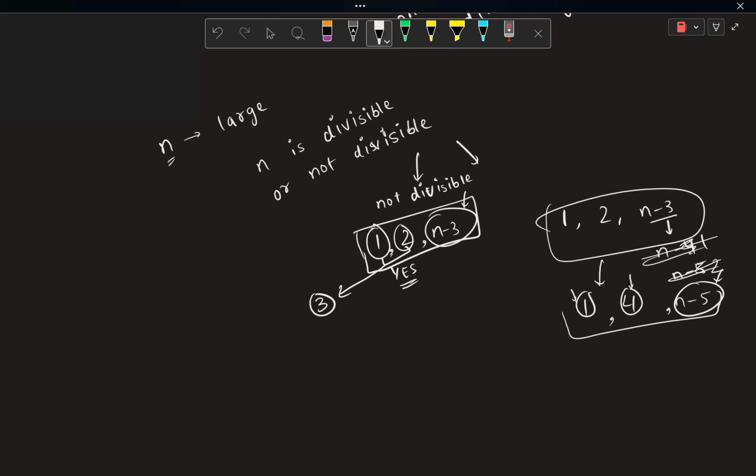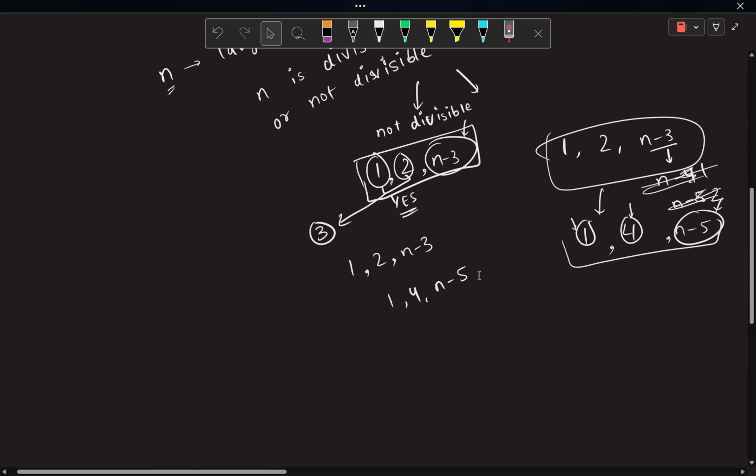And I got two cases: if n is large and it is not divisible by 3, I will just pick up 1, 2, and n minus 3. If it is divisible by 3, I would pick up 1, 4, and n minus 5.